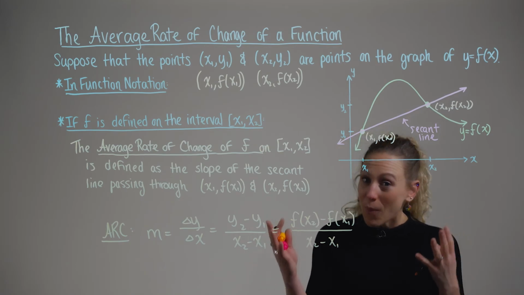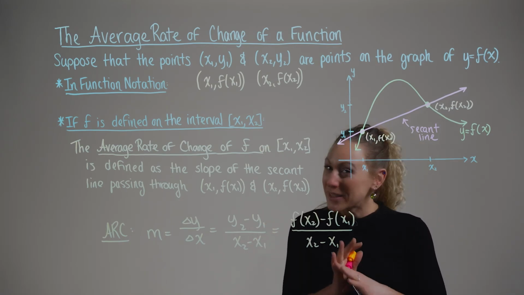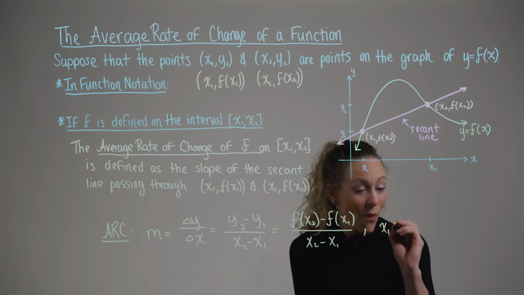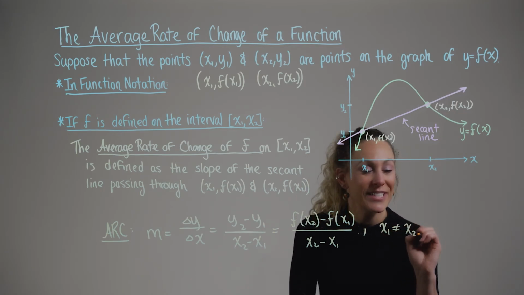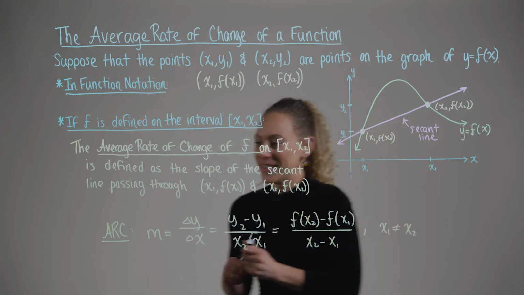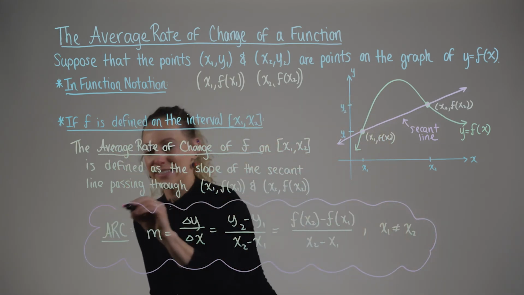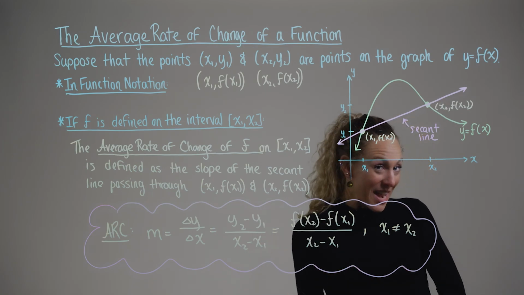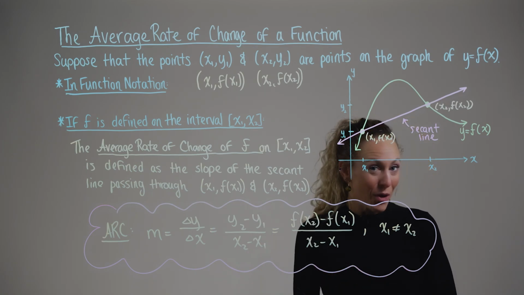And of course, we want to keep in mind that division by 0 does not exist. So we'll add here that, of course, x sub 1 cannot be equal to x sub 2. We can see here that the average rate of change of a function is simply an adaptation of the slope of a line.